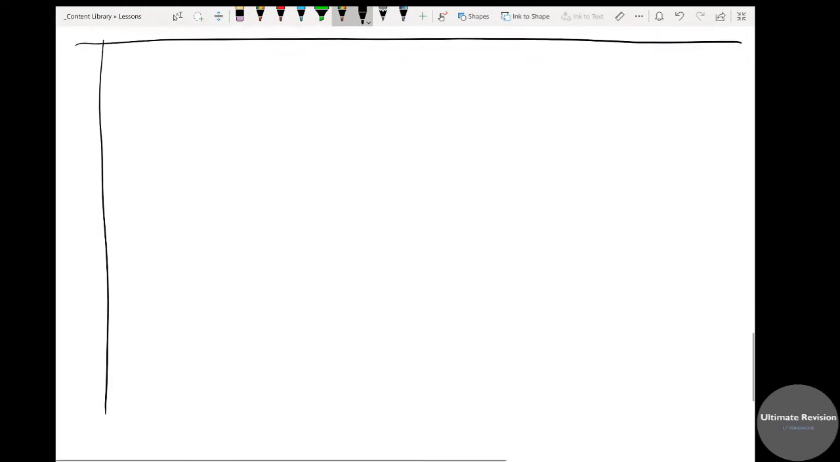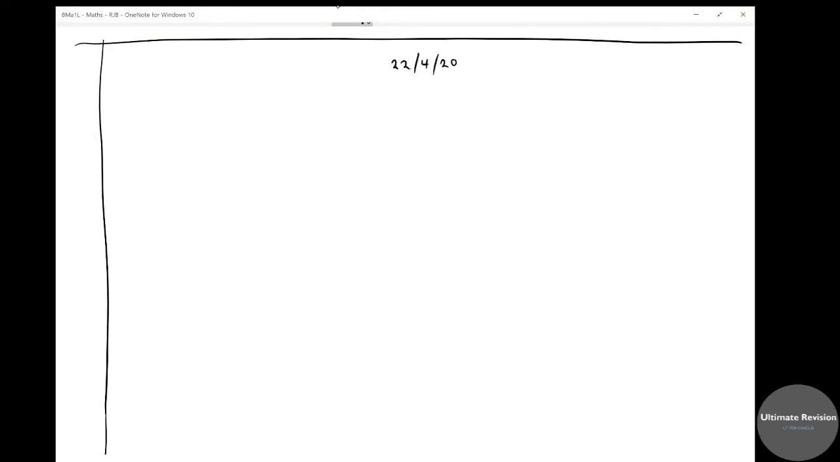If you have run out of book space, the best thing is if you can try and get your parents to order you in another exercise book. That's the absolute best case. But if you've got paper, that's also fine, because it's all going to be stored on your OneNote page anyway, so that doesn't matter. Right, today's date is the 22nd, and the title today is Types of Data.